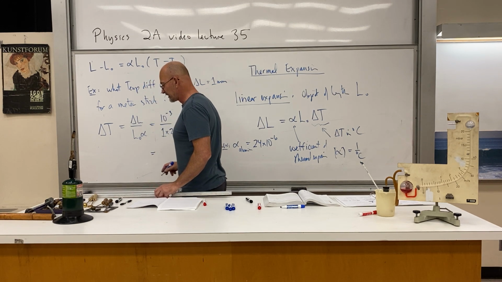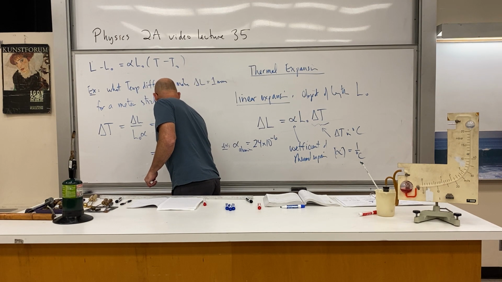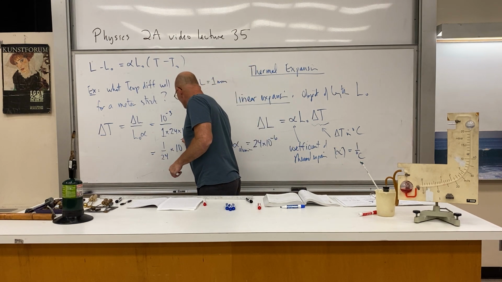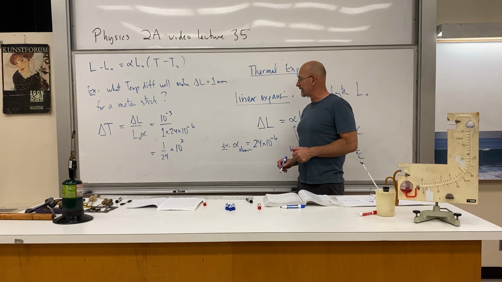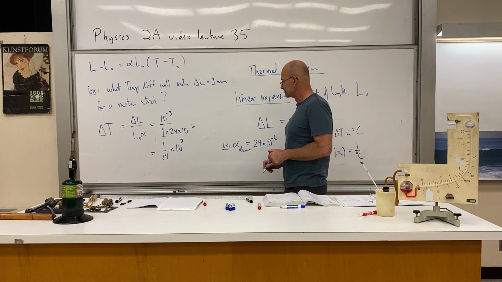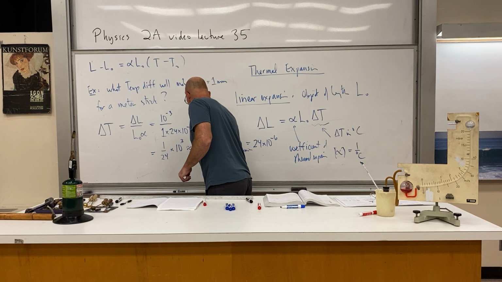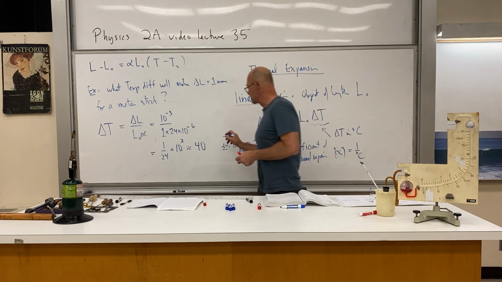So that will give us 1 over 24 times 10 to the 3. So it's 1,000 divided by 24. 1,000 divided by 25 is 40, since 25 times 4 is 100. So that's approximately 40. Okay, so that's kind of interesting, 40 degrees Celsius.